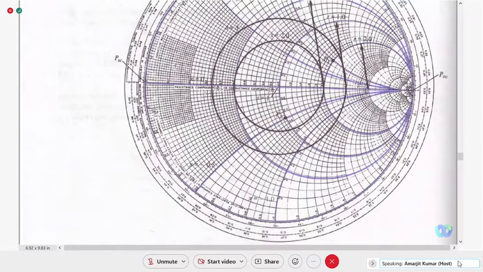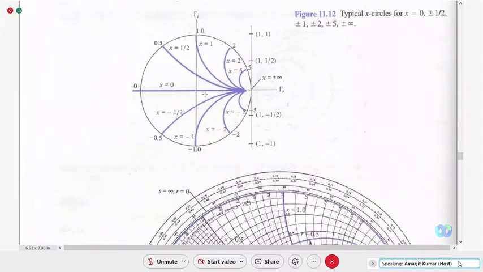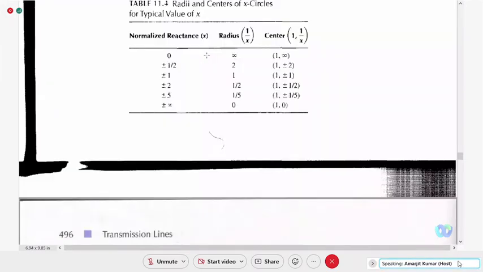And when x is equal to plus 1 by 2, what will be radius? Radius will be 2 and center will be 1 comma 2. So center will be 1 comma 2, radius will be 2. So for x is equal to 1 by 2, the center is 1 comma 2 for this circle. Only part of the circle is shown here, which is inside this outermost circle. And what will be radius? Radius will be 2.